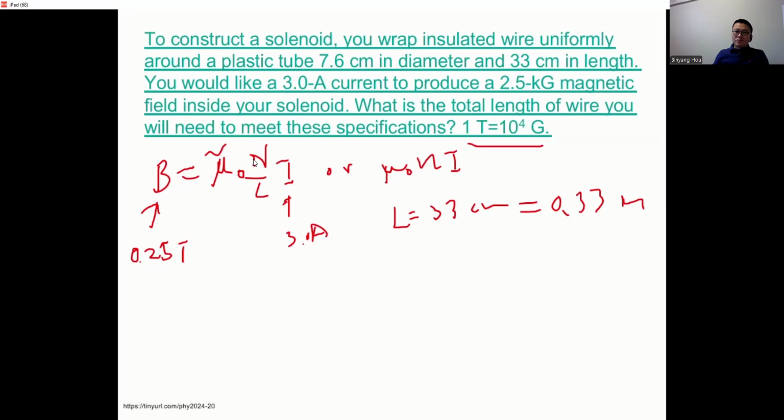So, the number of turns, and then you think about a solenoid as something like this. There's a circular cylinder like this on the ends, okay? And then you wrap it around over and over again, like that. So there are n turns.